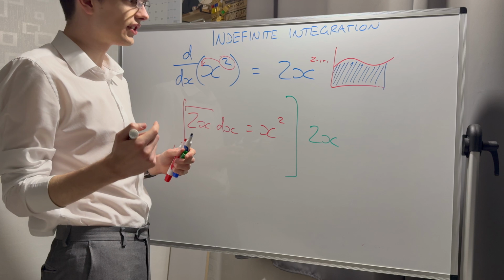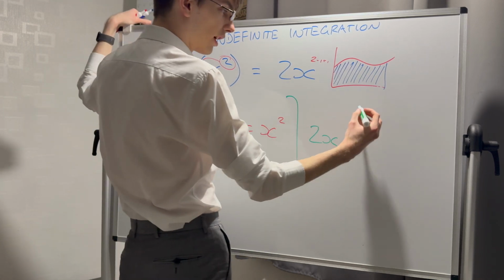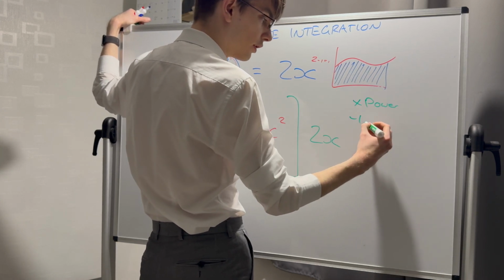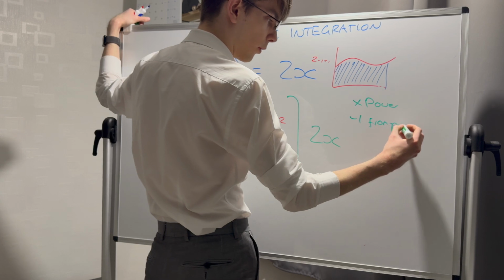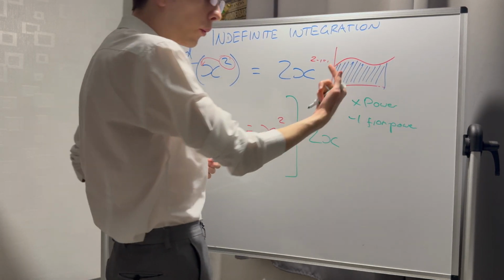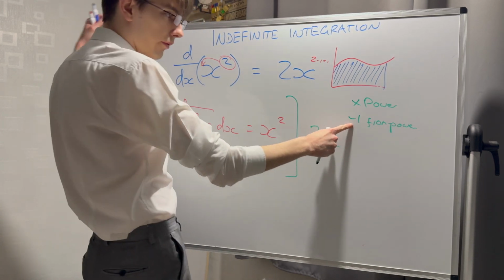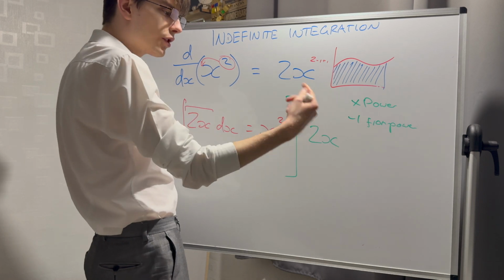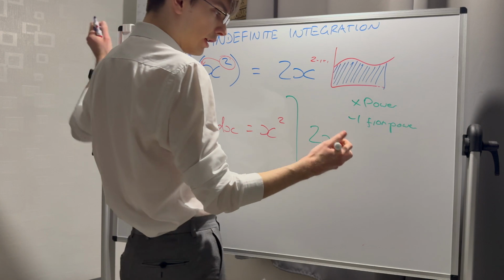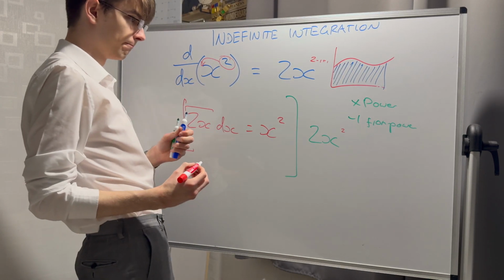So what was the first thing that I did here? Well, let's make a kind of a list. First thing I did was times by the power, then I minused 1 from the power. So, to integrate, I need to work backwards and also in reverse. So instead of minusing 1 from the power, I'm going to start with that and I'm going to add 1 to the power. So I've got 2x to the power of 1, so that's going to become 2x squared.